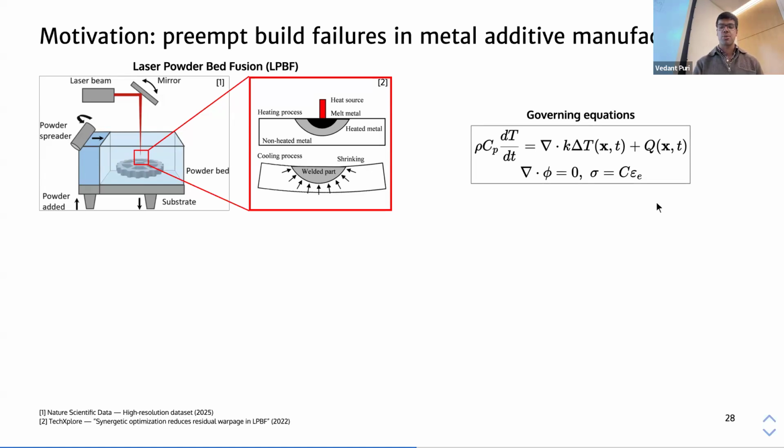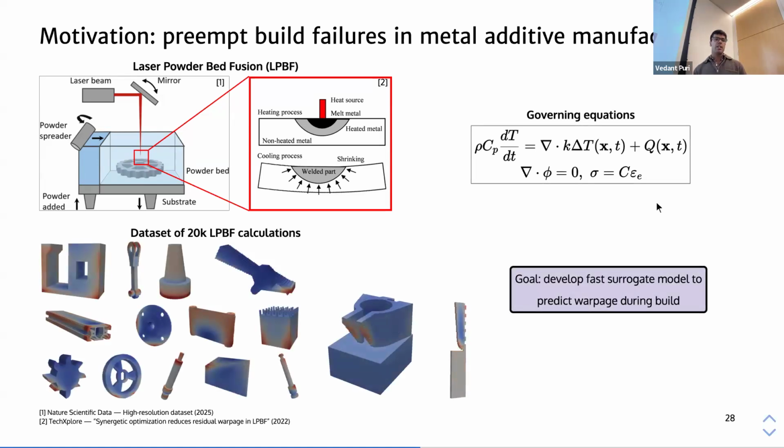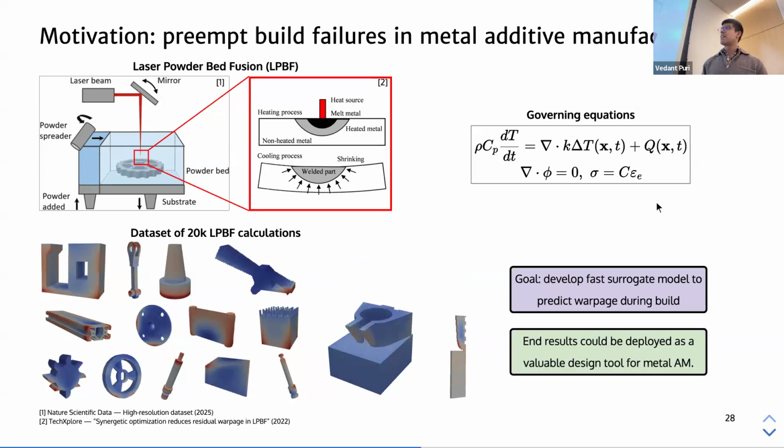design space exploration tool. So what we have done is we have created a data set of 20,000 laser powder bed fusion calculations where we simulate the entire build process from the build plate to the finished part. And our goal is to learn a neural surrogate model that can predict these deformations during the build. So we have to model the transient thermomechanical phenomena happening during this LPBF process. The end result, we hope, would be a valuable tool that could be utilized in design space exploration or design optimization of additively manufactured parts.